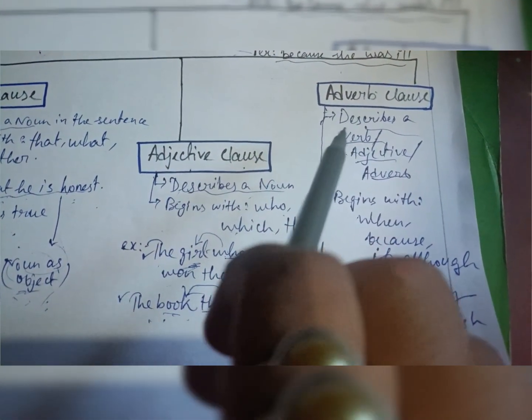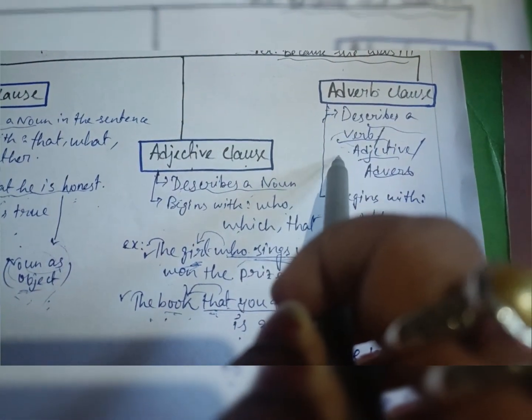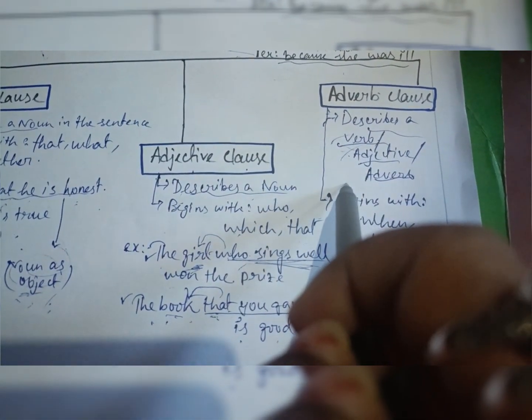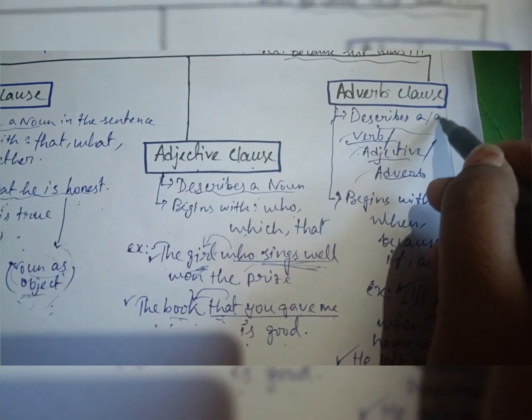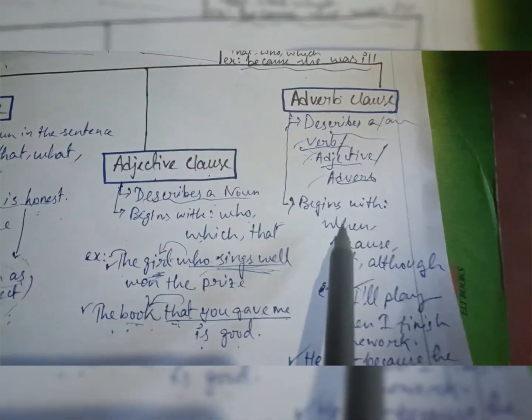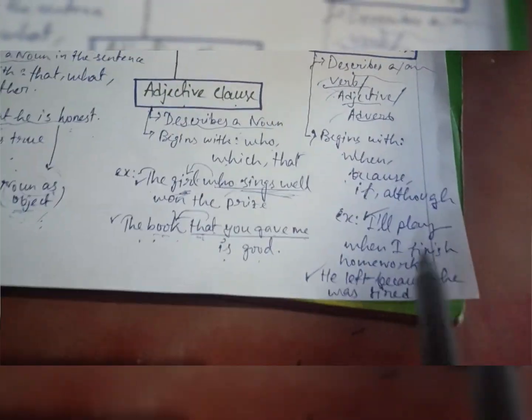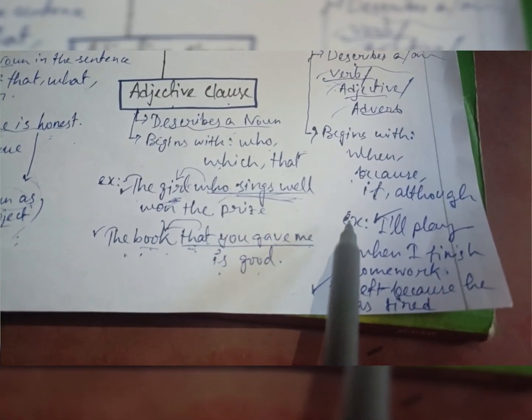Next, move to the adverb clause. An adverb clause is a clause that describes a verb, an adjective, and an adverb. It begins with when, because, if, although. Let's take a few examples.